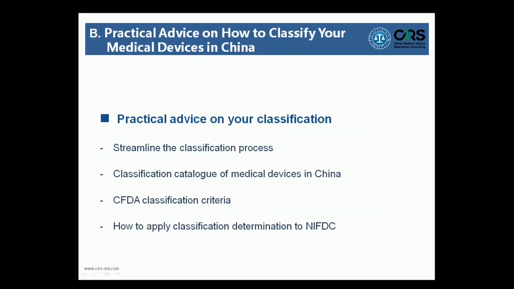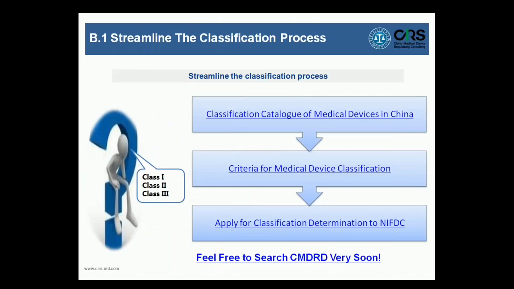Part B. In Part B, we will talk about the classification process, classification catalog, and classification criterion, and how to apply for classification determination to NIFDC in this section. The NIFDC is short for the National Institute for Food and Drug Control. This figure streamlines the classification process for you. Typically, when you are going to find the classification of one product, you are supposed to look up the classification catalog first.